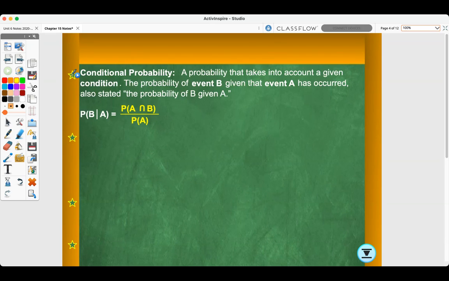Let's look at conditional probability, a probability that takes into account a given condition. The probability of event B, given that event A has occurred. Also stated as the probability of B given A. And this is given by the probability of B given A is the probability of A and B divided by the probability of A.